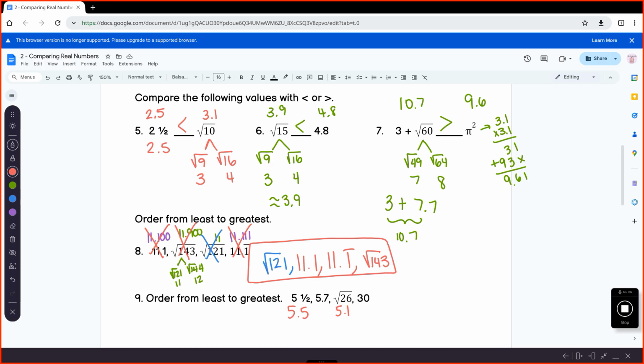All right, so when we go to order these from least to greatest, the least is this 5.1 or the square root of 26. Next is the 5.5. All right, next is 5.7. And last but not least is the outlier of 30.